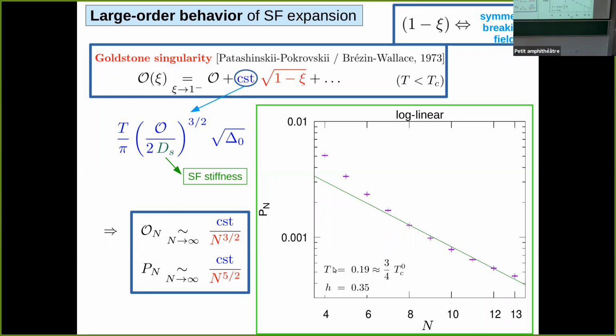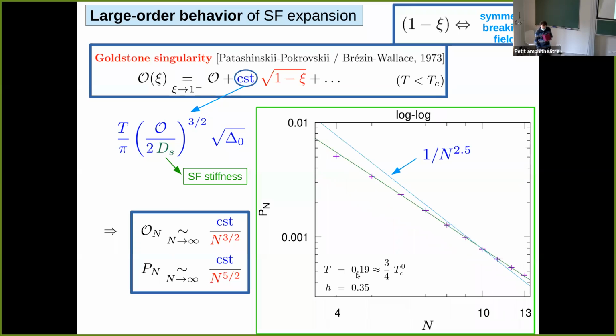This is just for some value of temperature and H, which actually correspond to the point where I computed this magnetization of 4% just before. So now on the log-log scale, it looks nicely linear. So it looks like indeed it's a power law. However, the exponent seems to be different from the expected 5/2, which is shown by the blue line here.